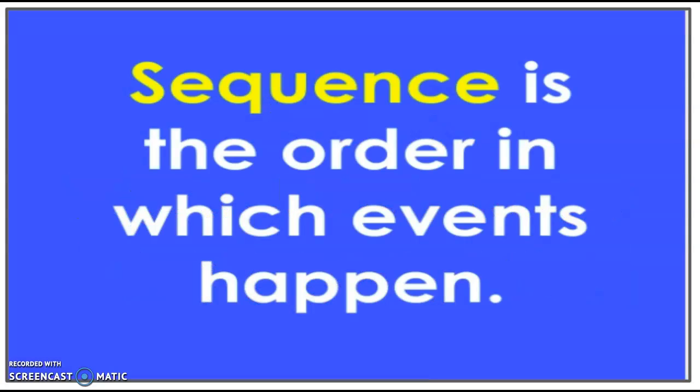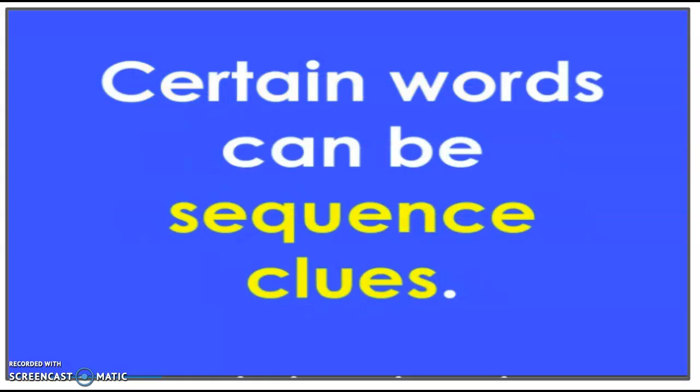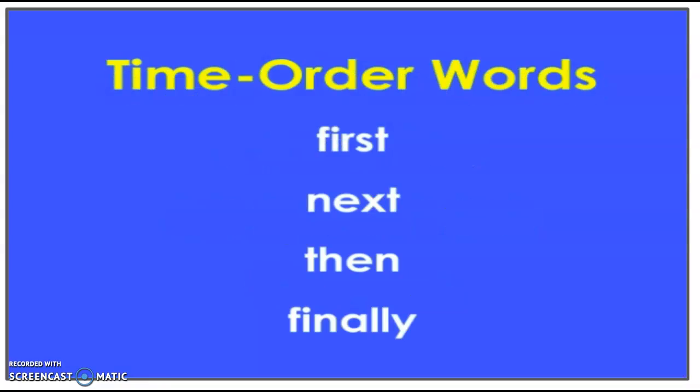Sequence is the order in which events happen in a story. Certain words can be sequence clues. That's why we call it being a sequence detective. There are time order words, which are the words first, next, then, finally.